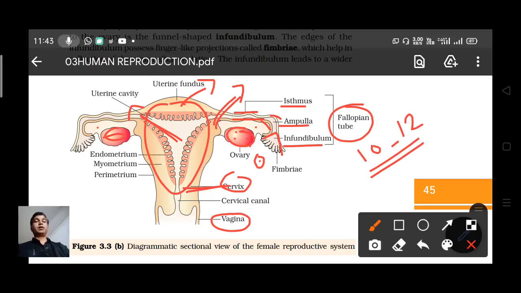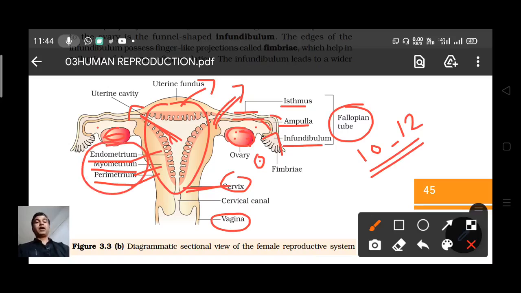The uterine wall is again made up of three layers: perimetrium, myometrium, endometrium. Perimetrium is outermost, which is of a protective nature. Myometrium is the central part made up of smooth muscles. Endometrium is the inner part, which undergoes periodic changes in the menstrual cycle. It is glandular. The endometrium is again divided into two parts, clear? Stratum functionalis and stratum basalis. So these are the three layers of the uterine wall.